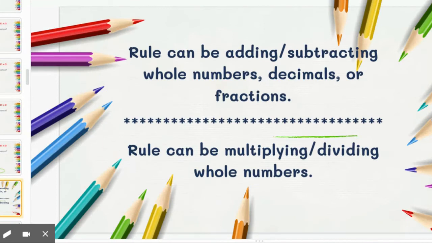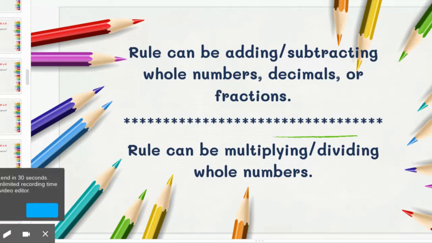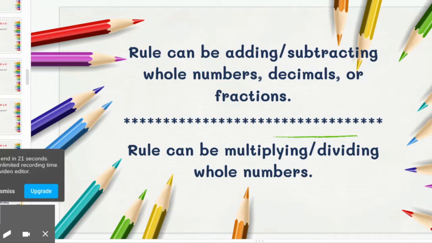When you're working with patterns this year, you'll be looking at rules that can include adding and subtracting whole numbers, decimals, or fractions. So the example we just did was just whole numbers, and just adding, subtracting, multiplying and dividing whole numbers. But just so you know, you could also need to add or subtract decimals or fractions to figure out the terms or the next term in the sequence. So stay tuned for the next video to talk about input and output tables.